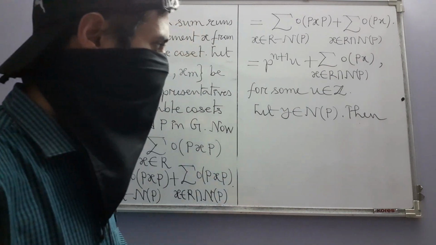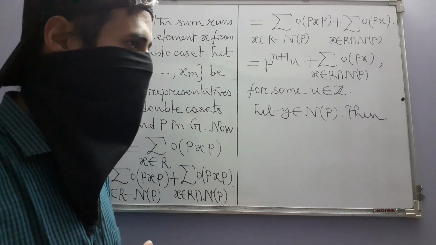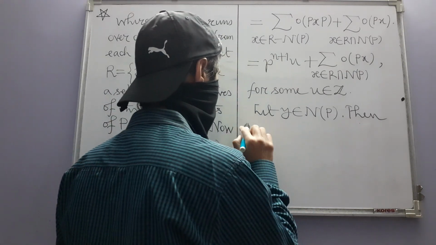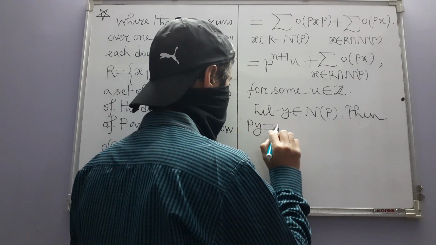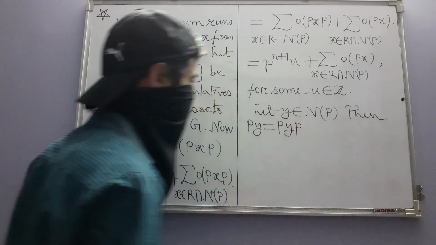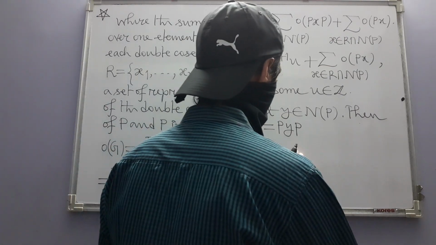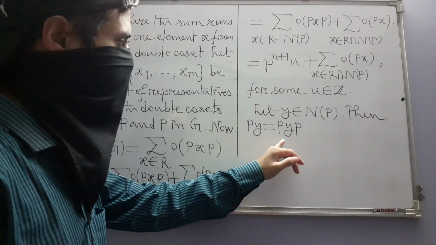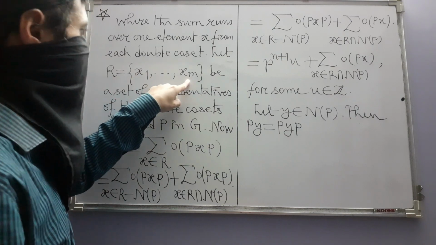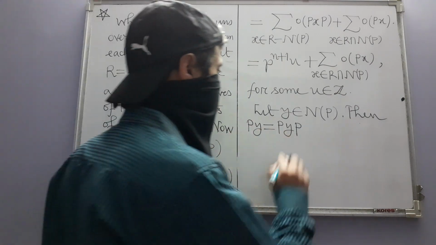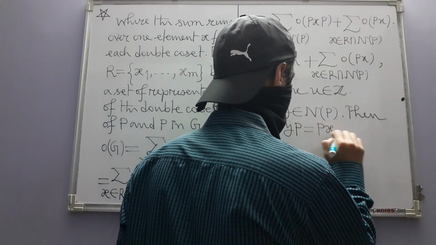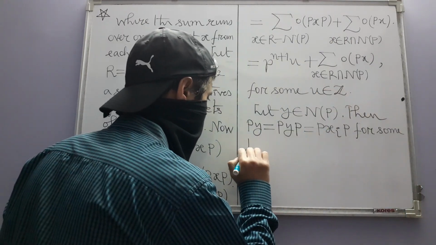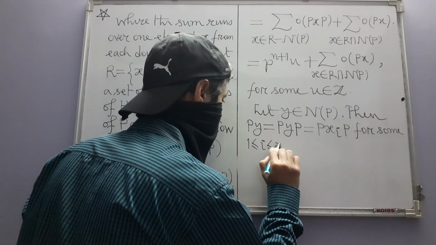Py is equal to, yes, somehow I have to use this, but exactly how? Oh yes, then Py is equal to PyP. This I have written just now, but note that this PyP is a double coset of P and P. Now because we know that these are the representatives, so this PyP has to be equal to PxiP for some i lying between 1 and n.